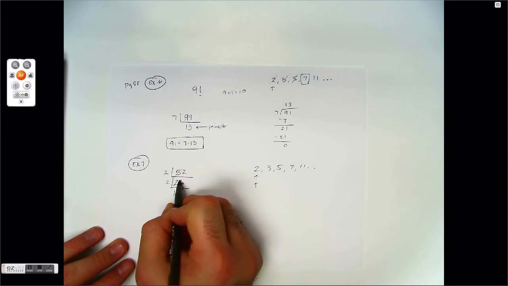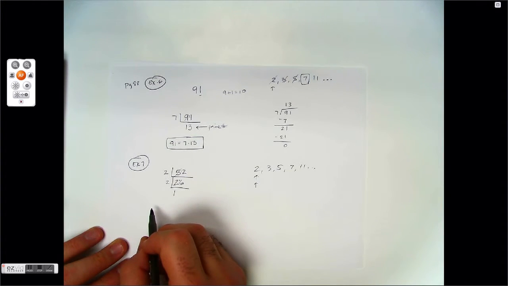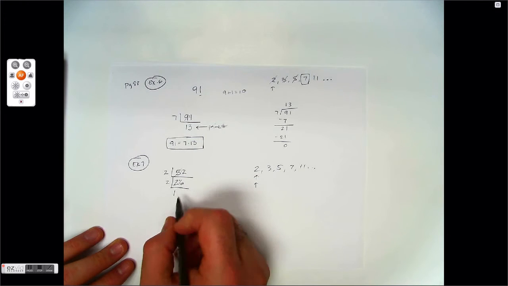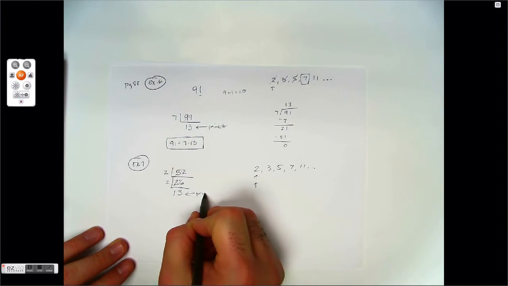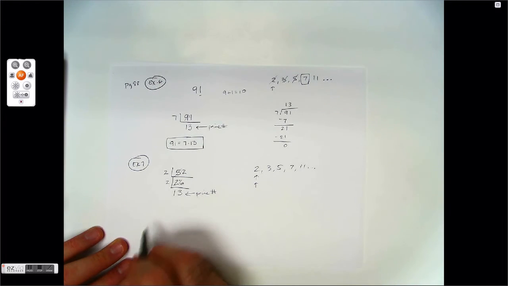So 2 does go into this number, so 2 goes into itself once. Scratch it, there's nothing left over. I put a 0 just to show that I did it. 2 goes into 6 3 times. Notice we've reached a prime number, we can stop.